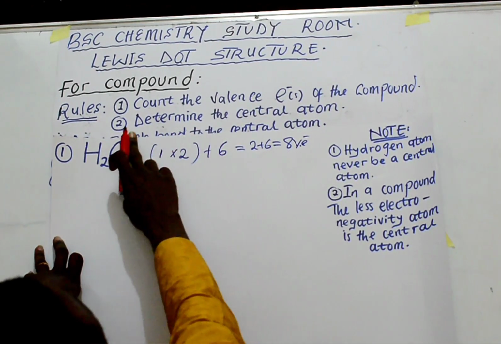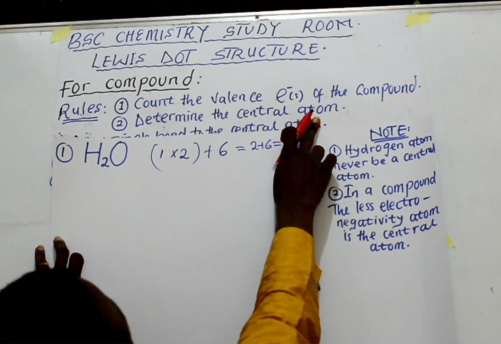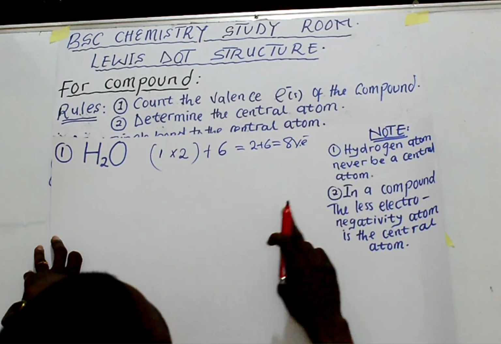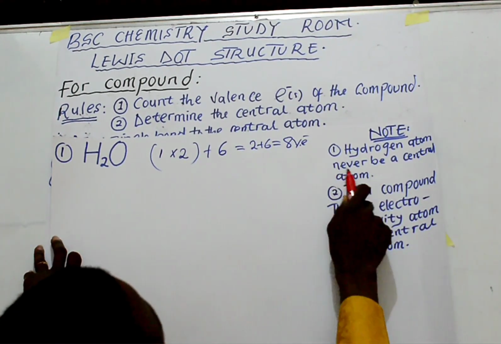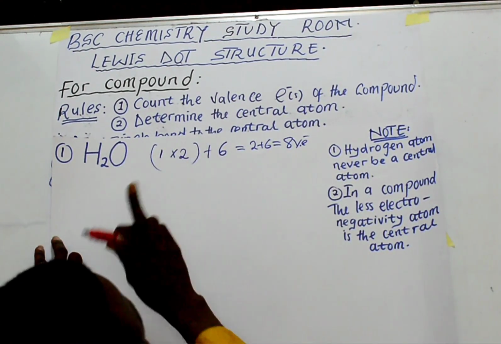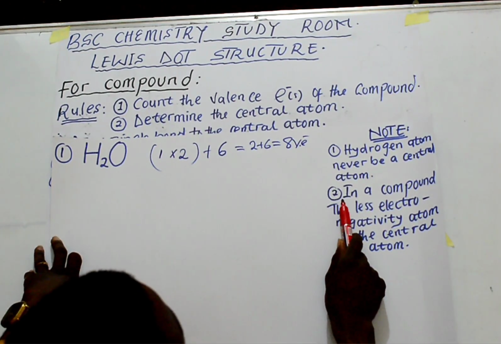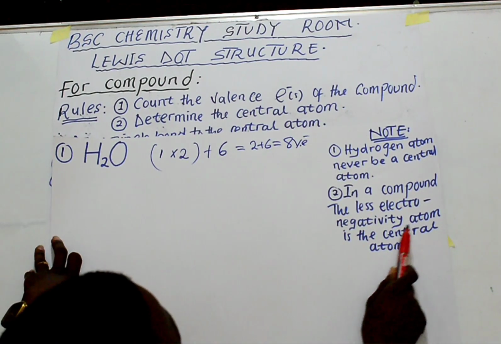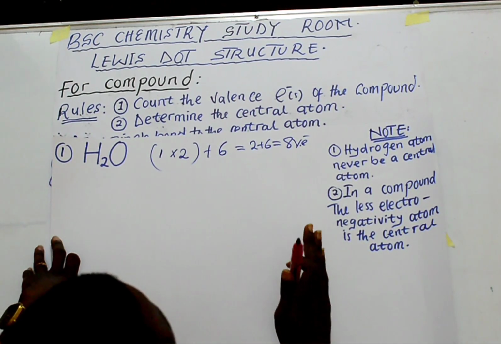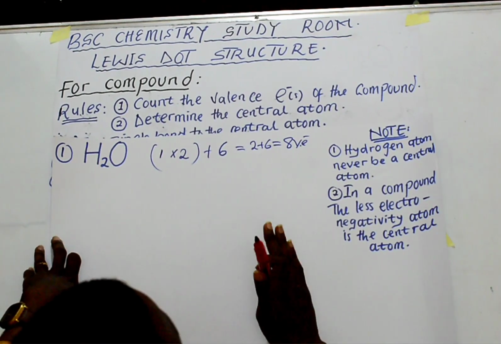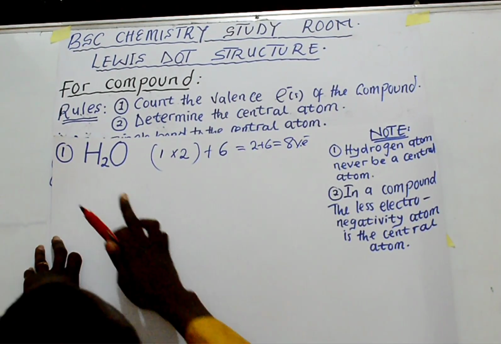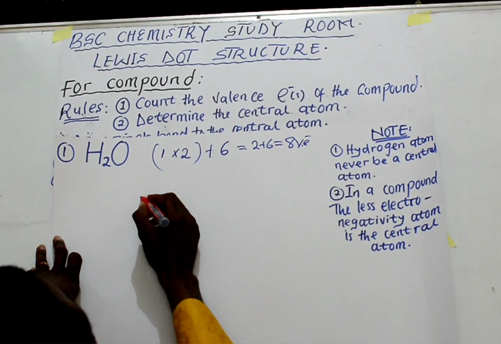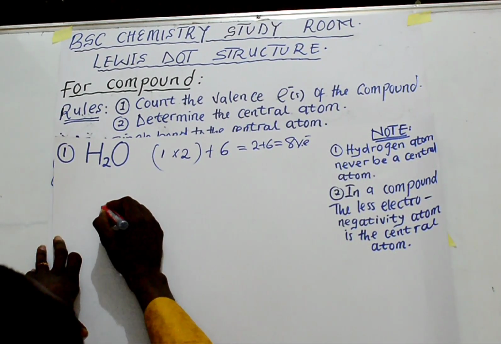So now let's go for number 2, which says determine the central atom. Now there are notes here. This note shows that hydrogen can never be a central atom. Number 2, in a compound, the least electronegative atom is the central atom. Always the least electronegative atom is the central atom. Now here let's put oxygen, because hydrogen can never be the central atom. Oxygen.